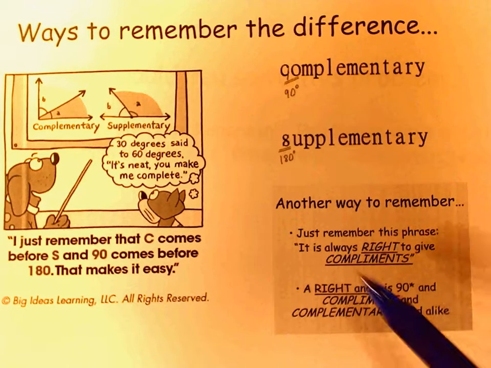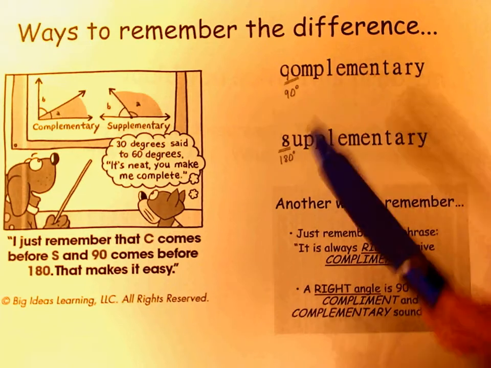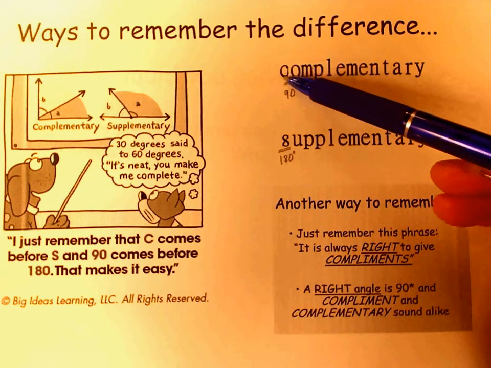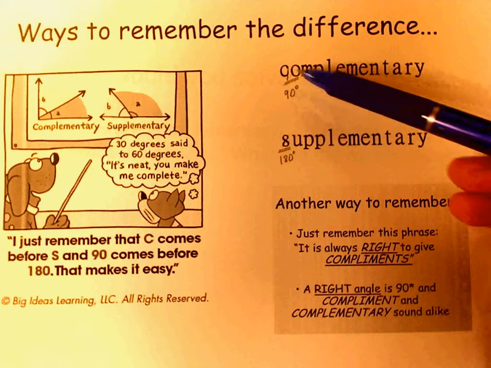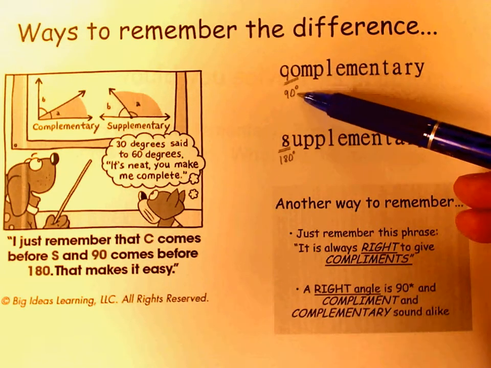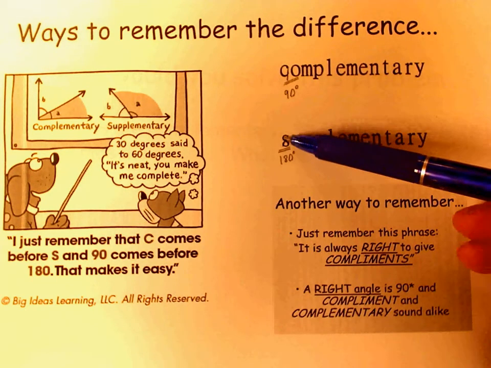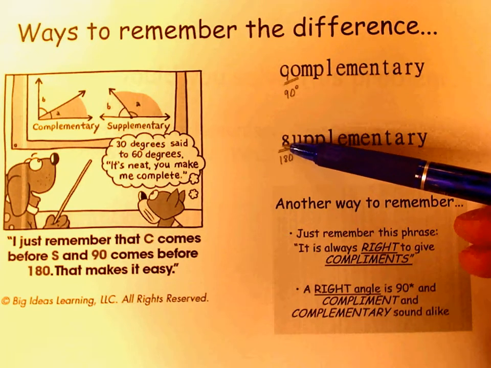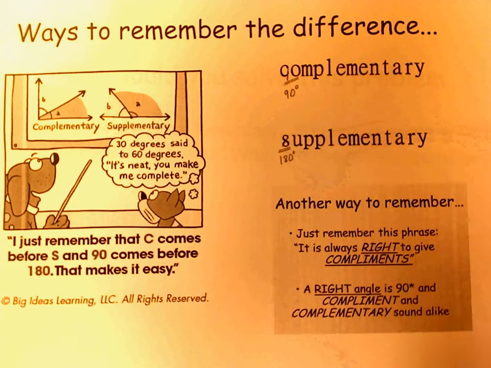Another way is when you write the words themselves, you can quickly turn that beginning letter C into a 9 just by drawing a stem. And so that reminds you that's 90 degrees. The S you can quickly make into an 8 by just connecting those two ends and reminding you of 180 degrees. Another way is to remember this phrase.